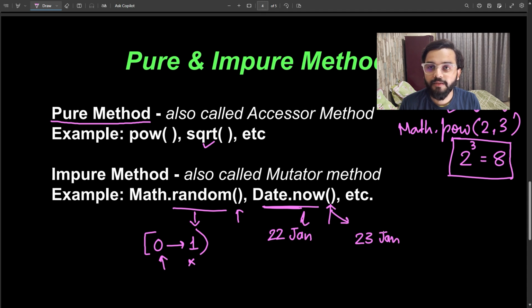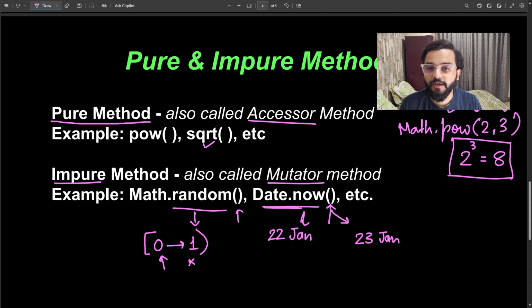So this type of methods are called impure methods. Pure methods are also called accessor methods, and impure methods are also called mutator methods. This can be a question that can be asked in MCQ type. So remember this, pure is accessor and impure is mutator.